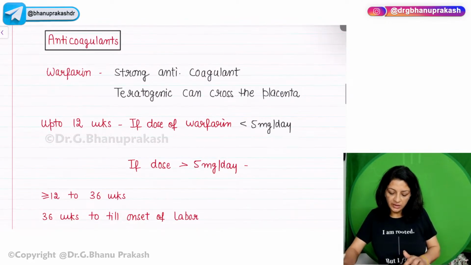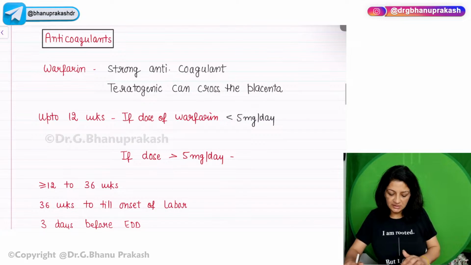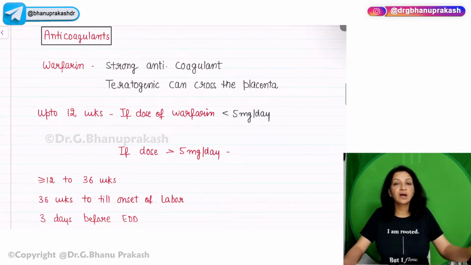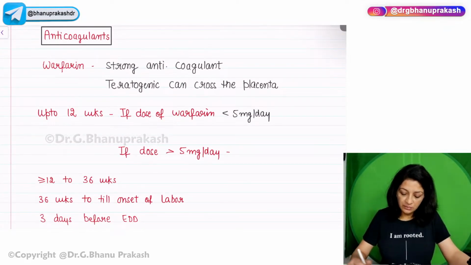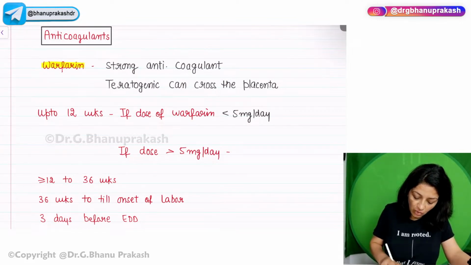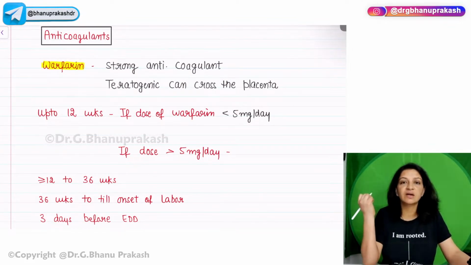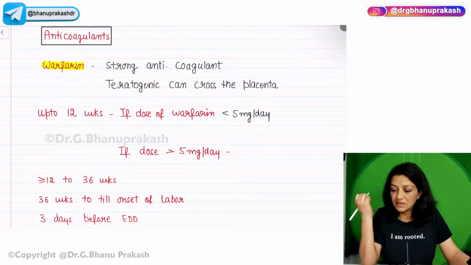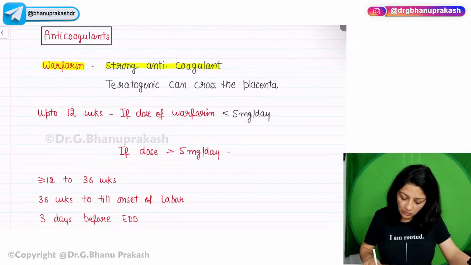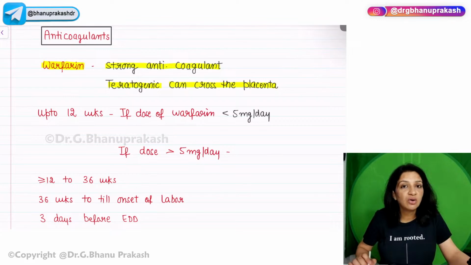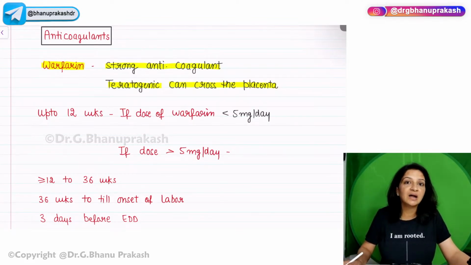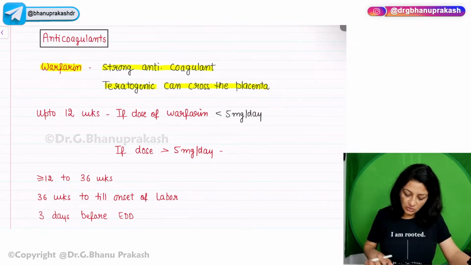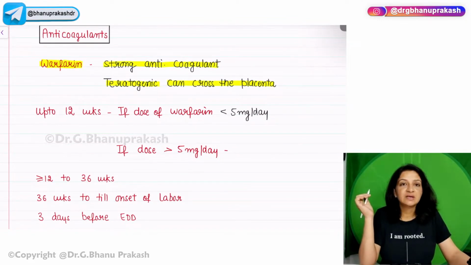So next important topic is anticoagulants in pregnancy in case of heart patients. Normally the drug we give is warfarin, but during pregnancy in the first trimester warfarin is contraindicated. It is a strong anticoagulant, teratogenic, and can cross the placenta. If it crosses the placenta when given in the first trimester, it will lead to CNS defects and cartilage defects. Okay, so up to 12 weeks.